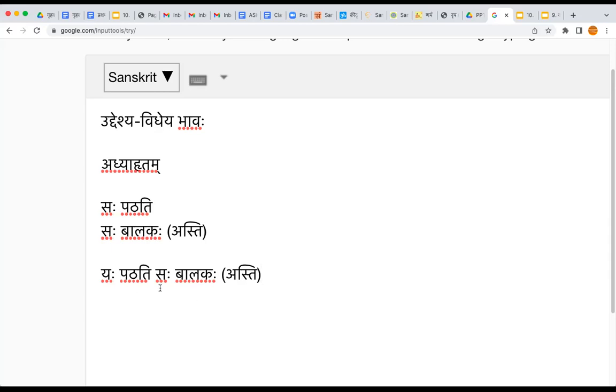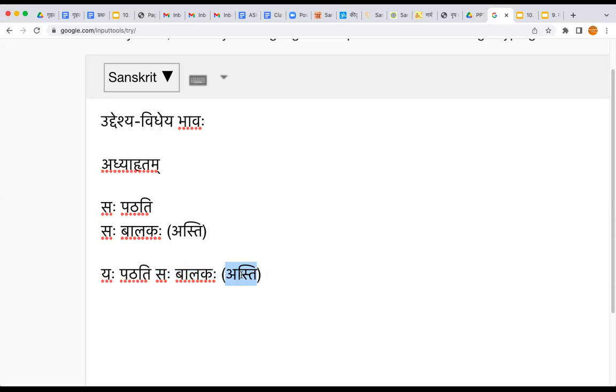Yes. So who are we talking about? We are talking about the balakaha, and then we are saying who is that balakaha? He who is reading. So atra क्रियापदद्वयम् अस्ति, एकं वाक्यद्वयम् अस्ति, अतः क्रियापदद्वयमपि अस्ति. So there are two sentences, and therefore there are two kriya pada.